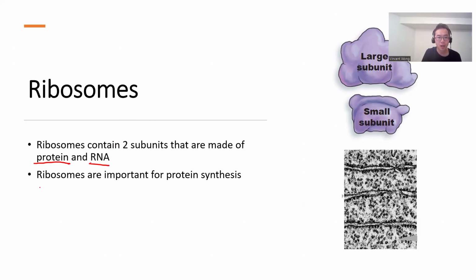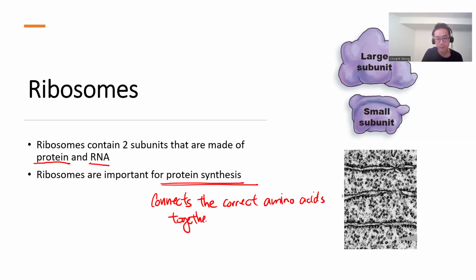The function of the ribosome is that they make protein. They literally connect the correct amino acids together to form a protein.